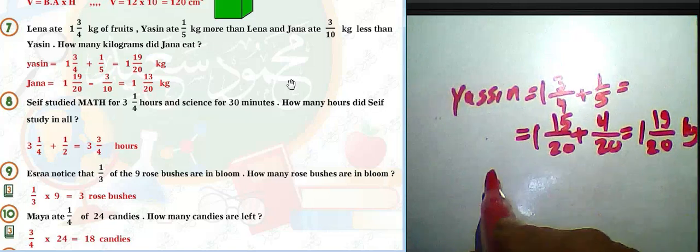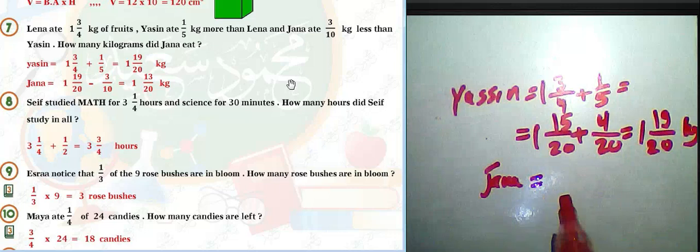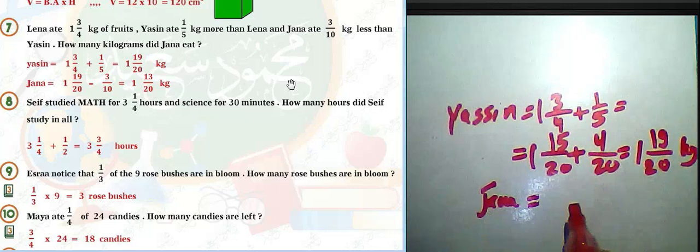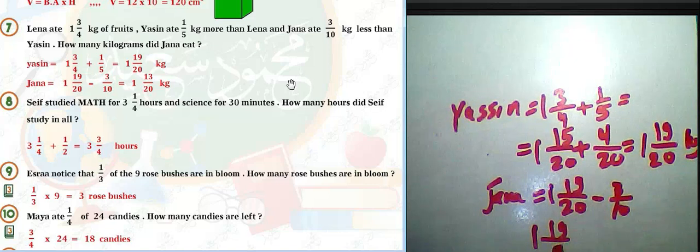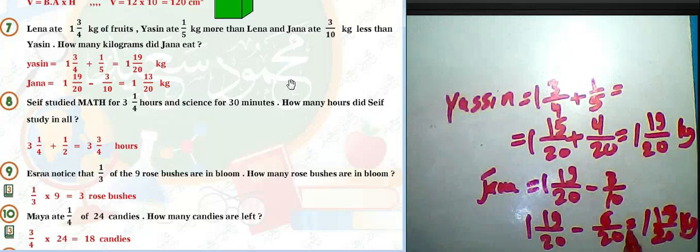And what about Jana? Jana ate less than Yasin by 3 over 10. You can write 1 and 19 over 20 minus 3 over 10. Write the least common multiple, write 1 and 19 over 20, subtract 6 over 20. 19 minus 6 equals 13, 13 over 20 kilogram. The result will be 1 and 13 over 20 kilograms.